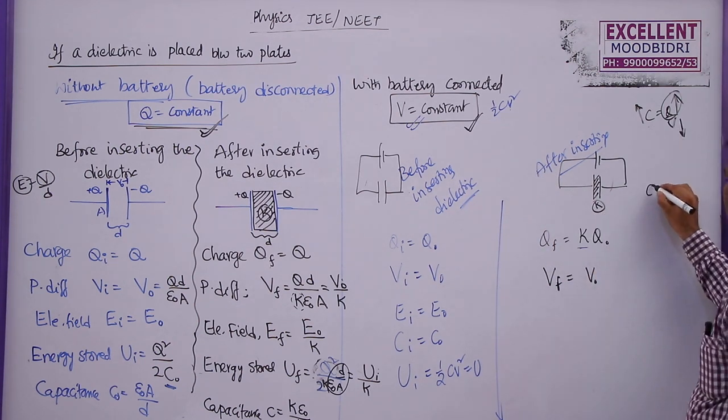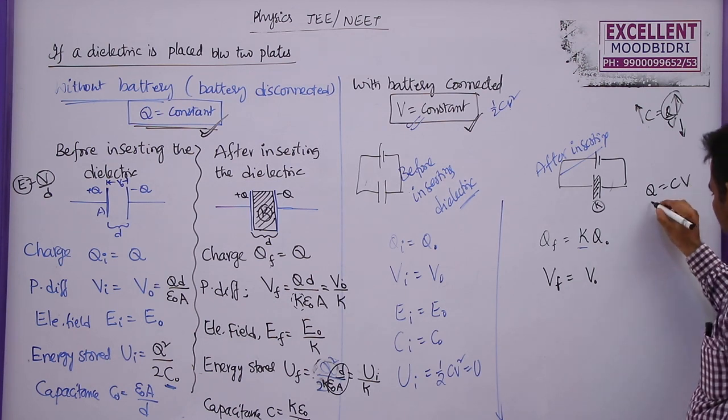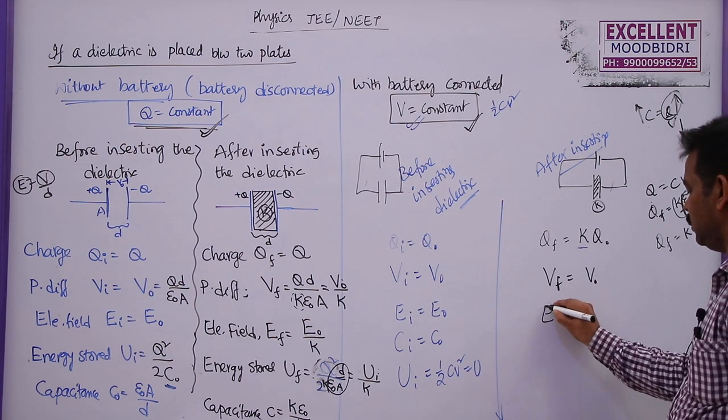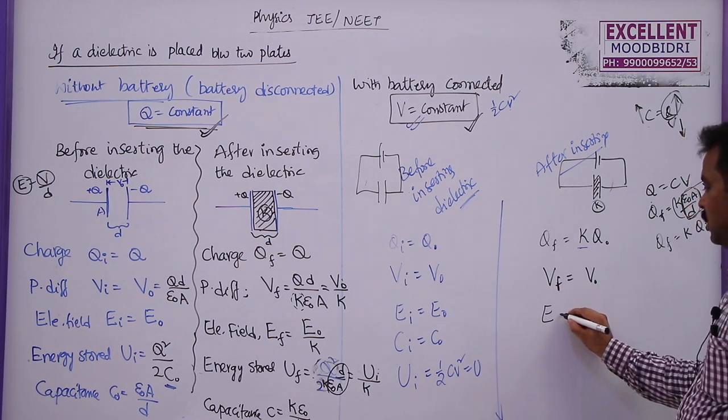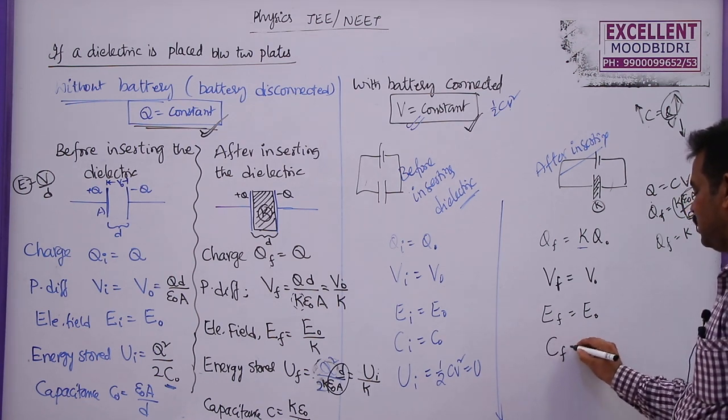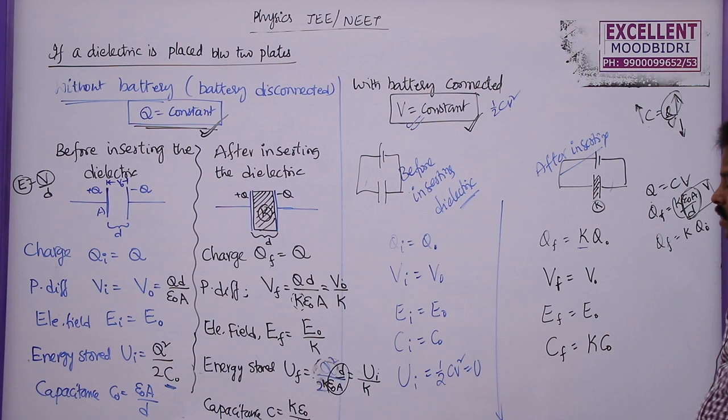That is why Q is equal to CV: the final charge is the new capacitance, K epsilon naught A by D, into the potential V. So Q final is K times Q naught. Now what happens to the electric field? As the potential remains constant, the electric field will also not change. And the capacitance finally increases by K times.